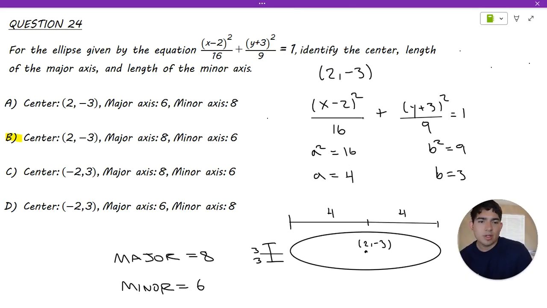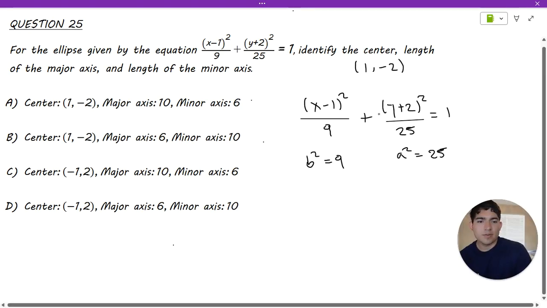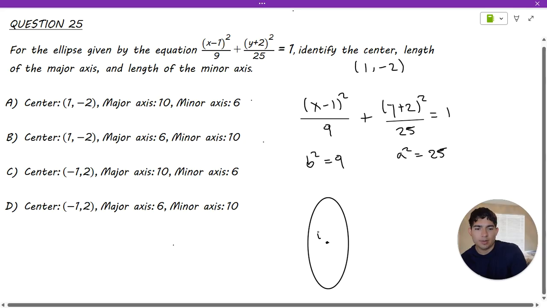In the last problem, the a squared was under the x term, and then the b squared was under the y term. So what that told us was the major axis was going to run across the x coordinates, right? And therefore the minor axis was along the y coordinates. For problem 25, it's a little different because now the a squared is under the y term and then the b squared is under the x term. So that tells us that now the major axis is going to be along the y coordinate. So basically what that means is that the ellipse is going to look like this. It's going to be taller than it is wide because the major axis is going to be running up and down instead of left to right.